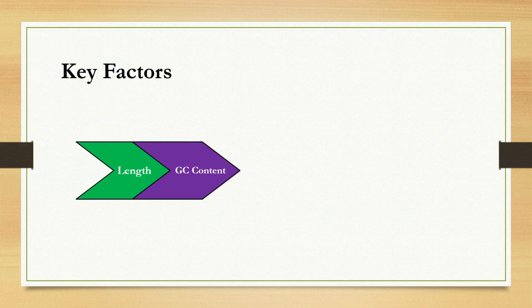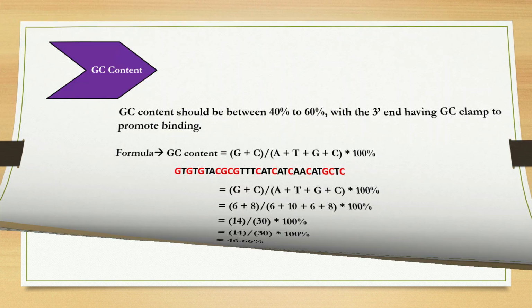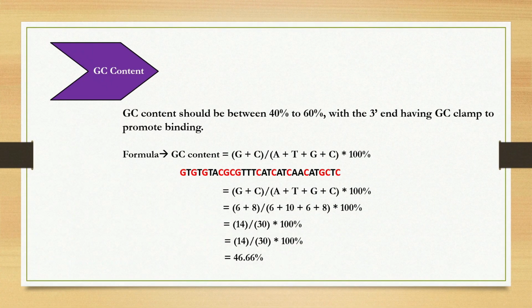The next key factor that we have to keep in mind is the GC content. The GC content should be between 40 to 60%. It should not be very low or very high. It should be in the range of 40 to 60%, with the 3' end having a GC clamp to promote binding. So the 3' end of the primer should have more GC content, so that the primer will properly bind to a specific region.